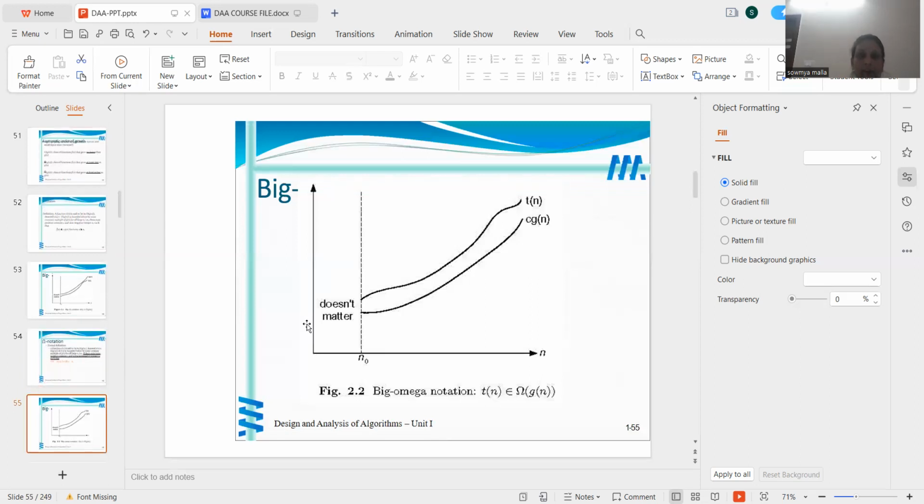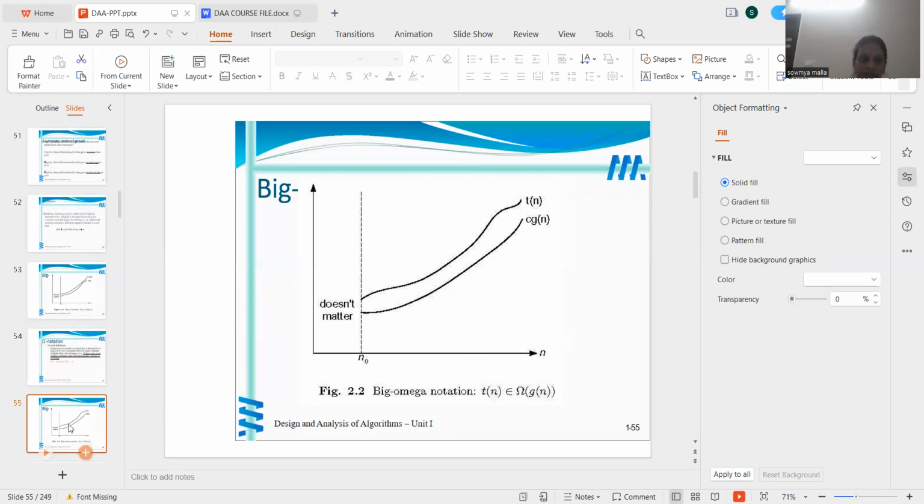Next, the graphical representation of omega notation. Here are T of n and g of n; n is the number of elements and T is the time period. This is big omega notation. This is the lower bound, c of g of n, the time period. These are all the lower bound.